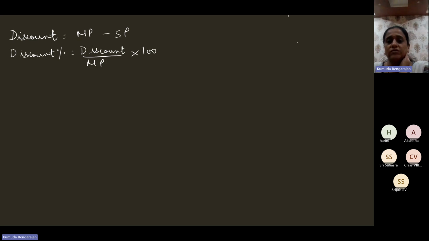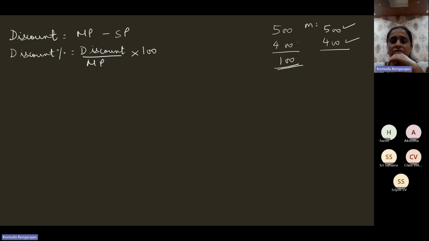So if the mark price is 500, but the selling price of the shopkeeper is 400, that means he's given you a discount of 100 rupees. On the tag, you see the price 500. But at the counter, you pay only 400 rupees for that product. But on the tag, the price marked is 500, but you're paying only 400.